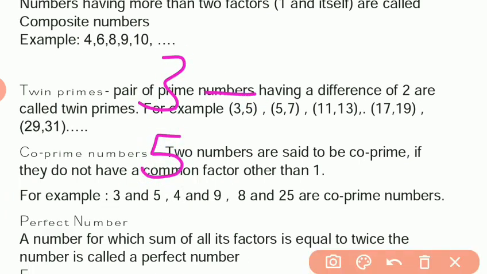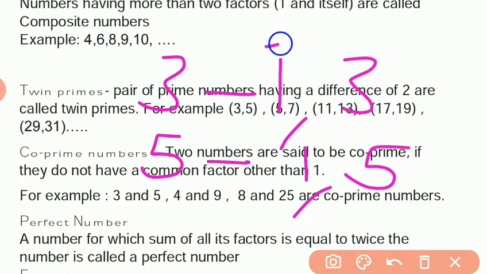3, 5. Which are the factors of 3? 1, 3. Factors of 5 are 1 and 5. You can see that only 1 is common. 1 is the factor which is common to both 3 and 5. So 3 and 5 are known as co-prime numbers.